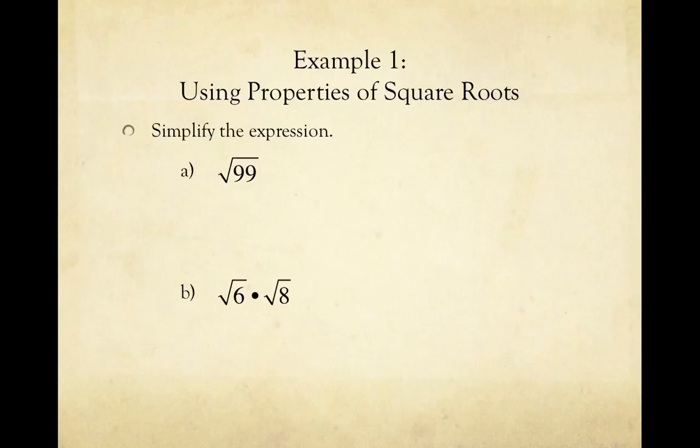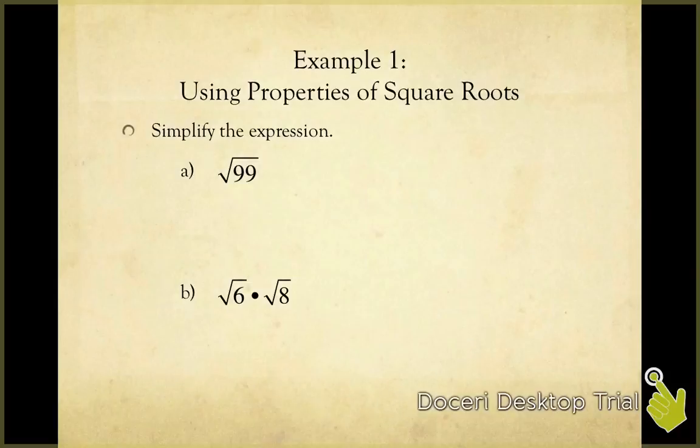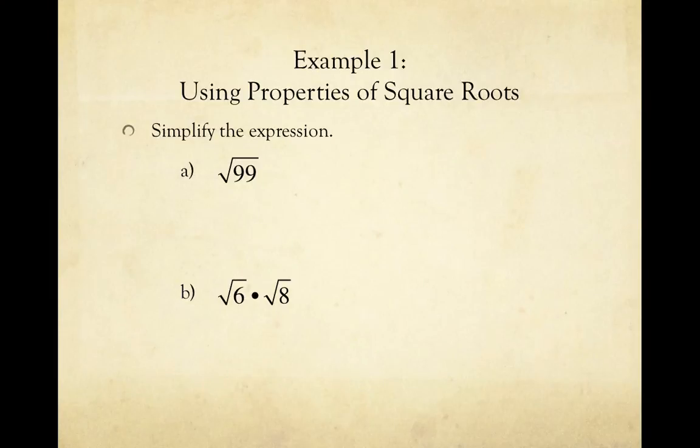Well, as you think about what the factors of 99 are, I hope you realize that this is not simplified because 99 can be written as the product of 9 times 11. And 9 is a perfect square. So we're going to use the product property to split up the square root of 99 into the square root of 9 times the square root of 11.